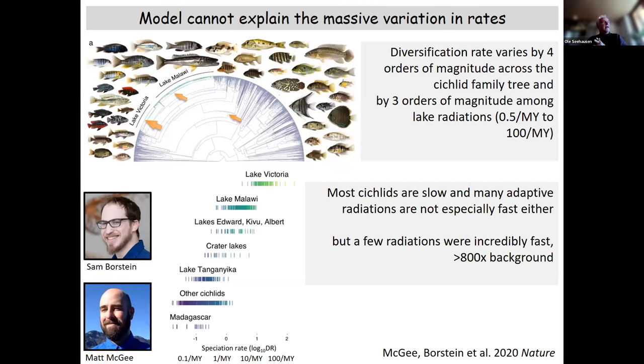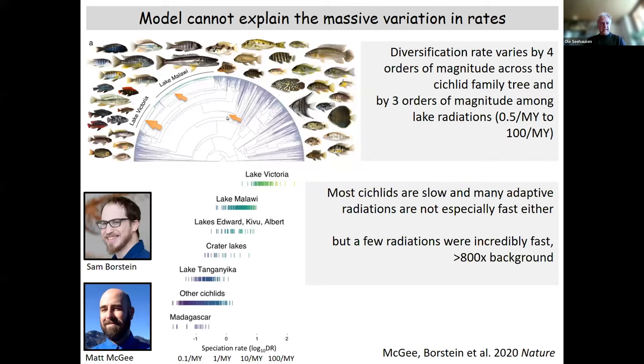The models I just told you about, the sexual selection interaction with ecological opportunity, cannot explain the massive variation in rates that we see across the cichlid trees. Some years ago, Matt McGee, Sam Borstein, and I and others built a large tree across all cichlids, not just African cichlids, about 18,000 species on this tree, and inferred rate shifts. There are immense rate shifts. Diversification rates within cichlids vary by four orders of magnitude, and they vary even among the lake radiations by three orders of magnitude.